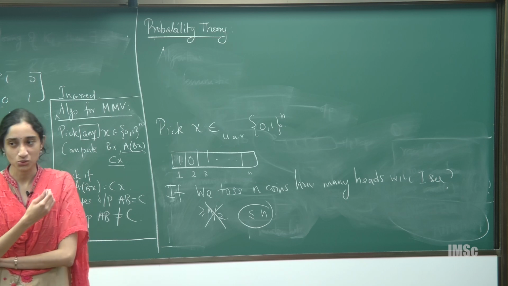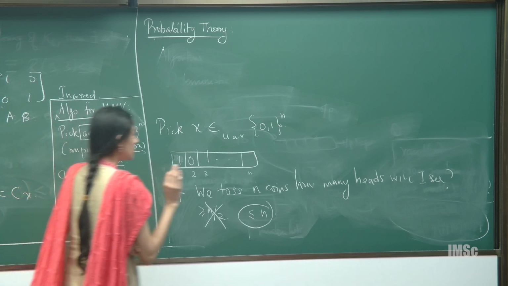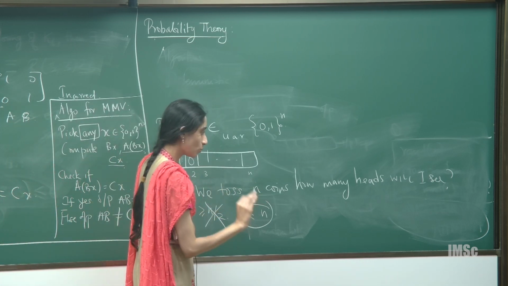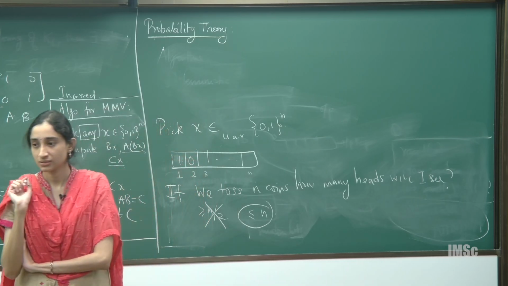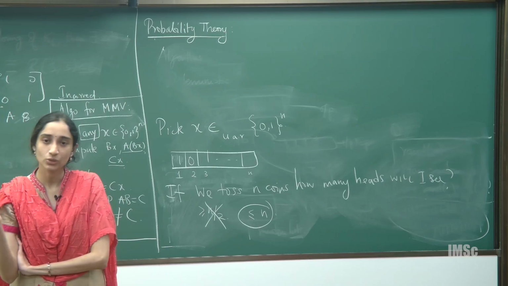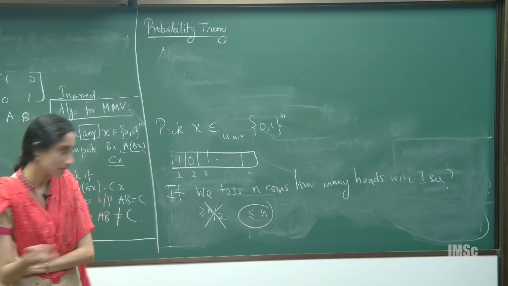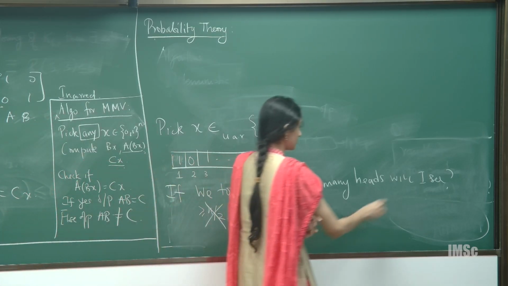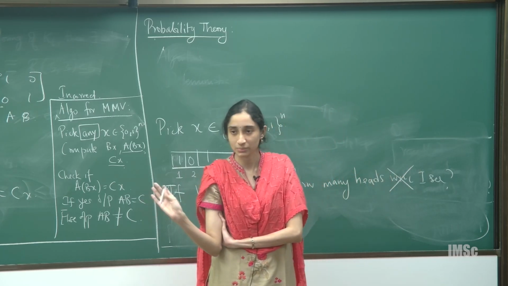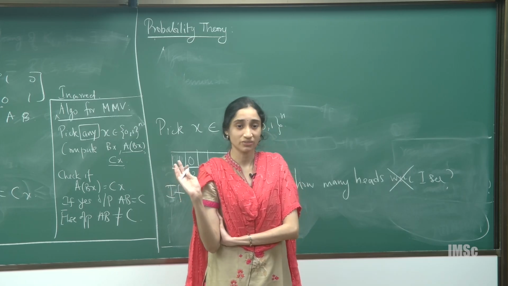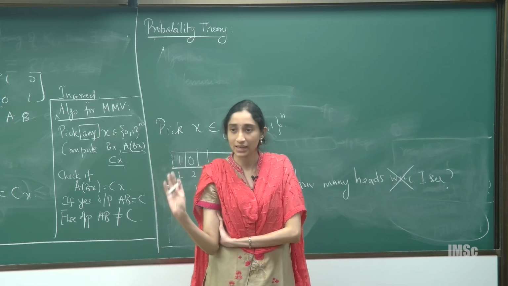You are tossing only n coins, so you can see... But if someone asks you, you are tossing n coins, how many heads will you see? What can you say? You cannot see any heads. Maybe you can see 1 head, 2 heads, 3 heads, not clear. So you can never say, in a random experiment, the outcome is not defined, it's not deterministic, it can be anything.